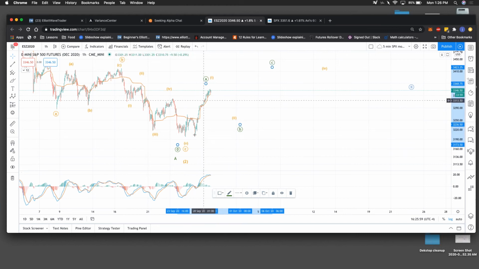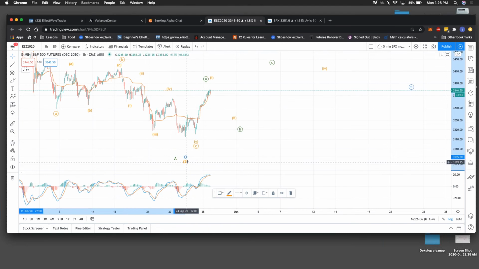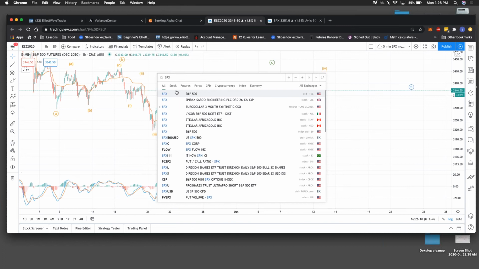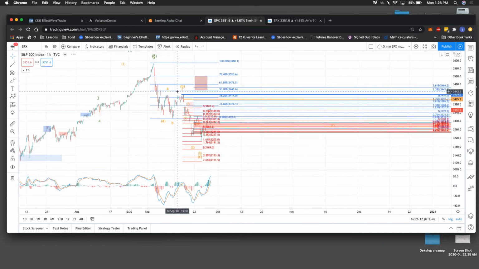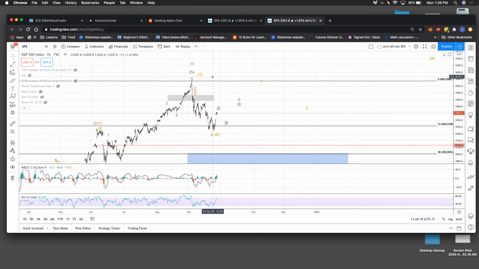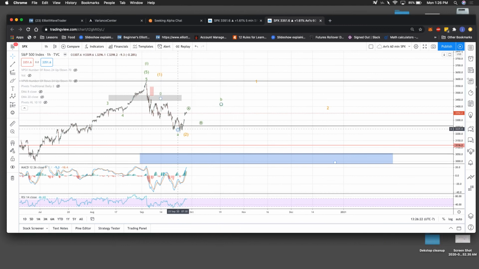To rely on this being 5 up here, we would need to call this actually the low here, which would be a truncated low. And I don't believe, let's take a look here, I don't believe we got that in the SPX. Yeah, off of the low in the SPX, we only have 3 waves up here.